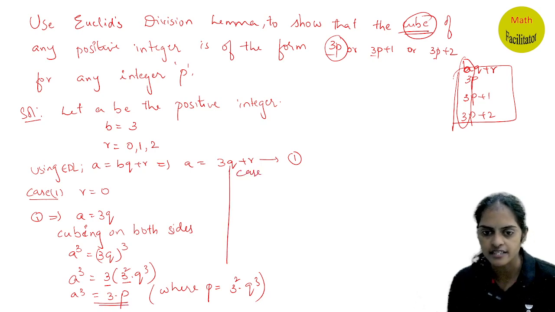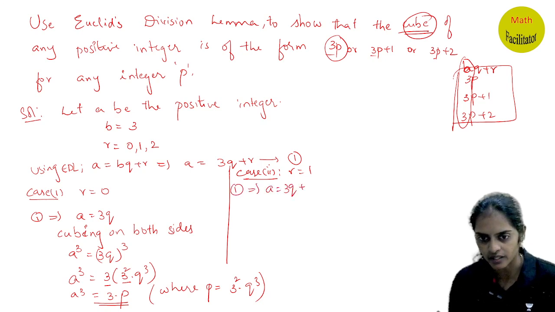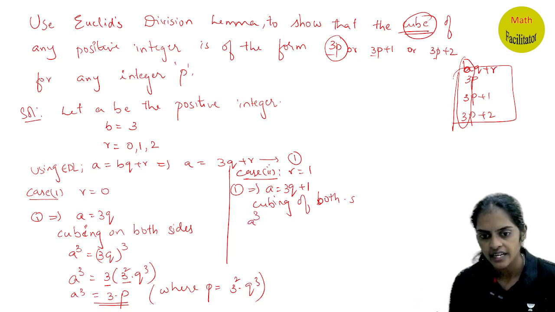Now let us take case 2, r equal to 1. If r is 1, equation 1 will become a = 3q + 1. Now what should we do? We have to cube, because in the question they asked for the cube of the integer. So cube on both sides. a³ = (3q + 1)³.